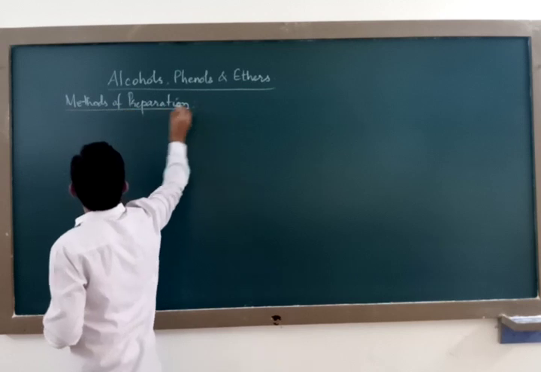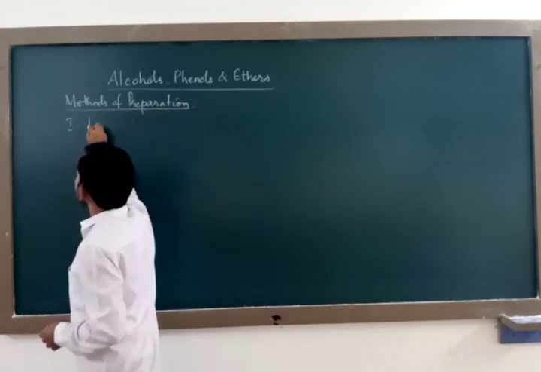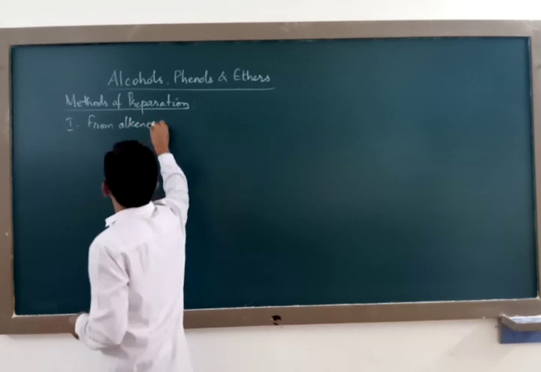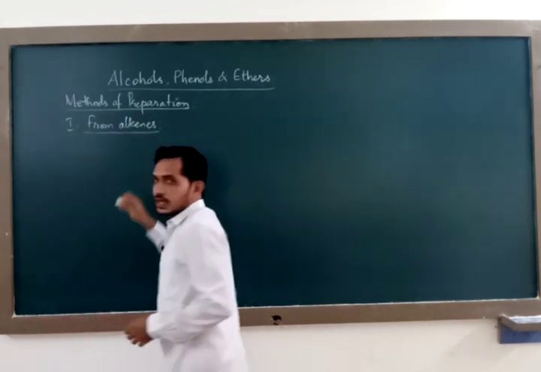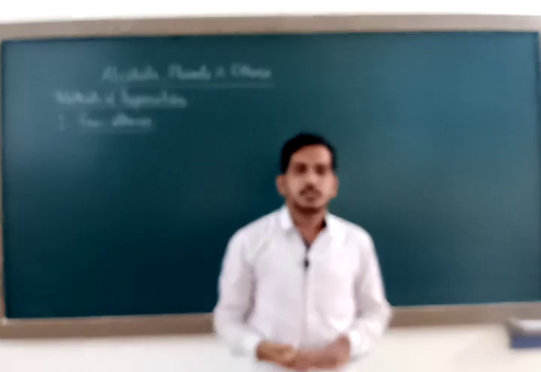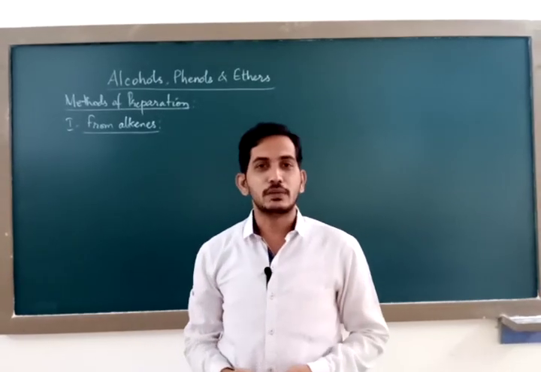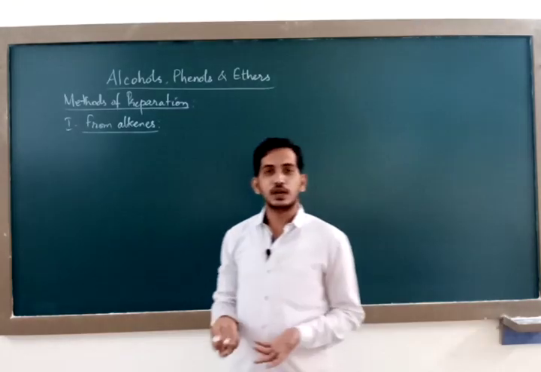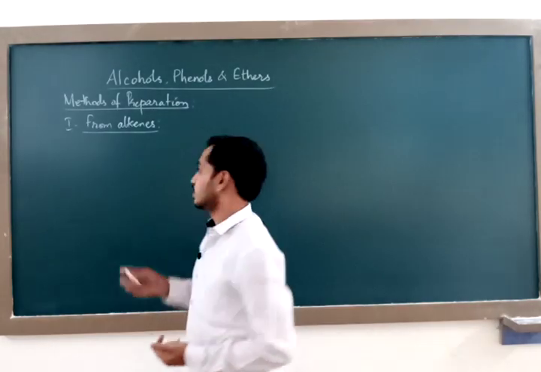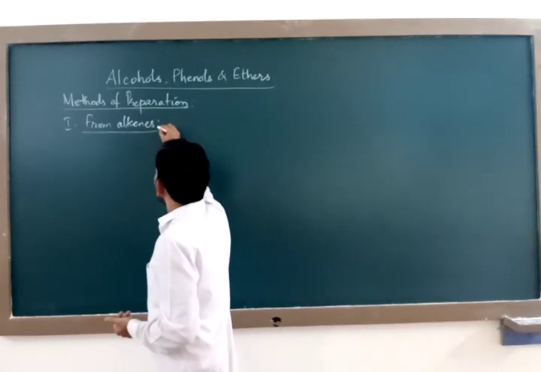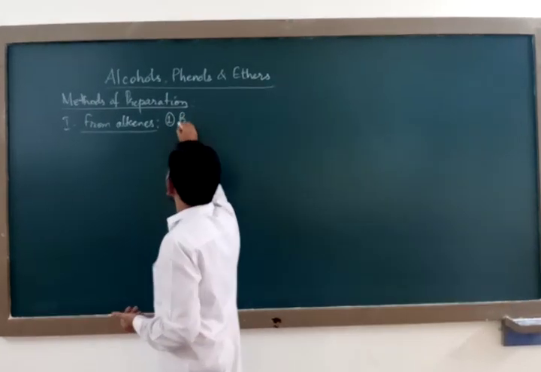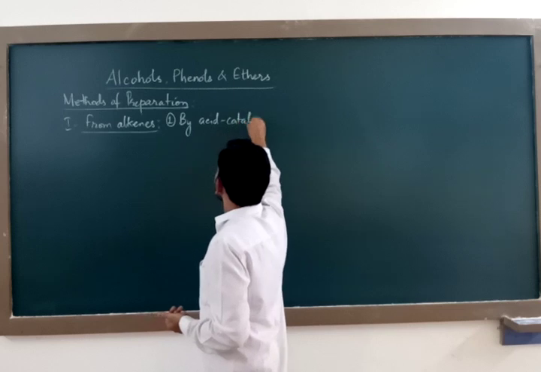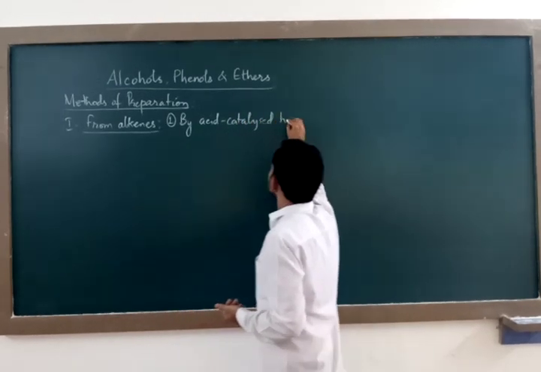The first method of preparation of alcohols is from alkenes. We know what alkenes are. Alkenes are the unsaturated compounds which contain carbon to carbon double bond in them. So, utilizing alkenes we shall now prepare alcohols. Under alkenes, the first method is by acid catalyzed hydration.